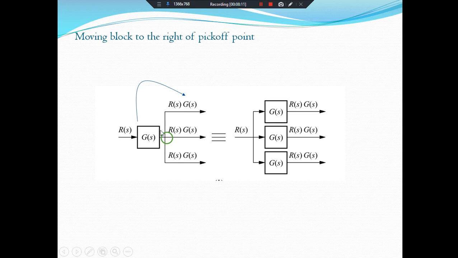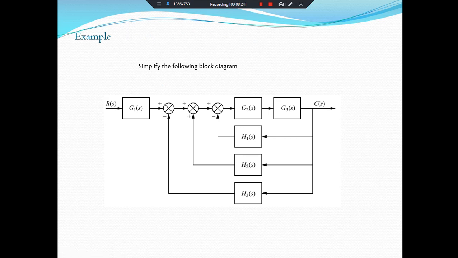Actually this G of S is multiplied with all these three branches, so it's so simple. We will add G of S in all these three branches, and the output of these three branches will remain the same. So students, now you are very familiar with the block reduction techniques and rules.